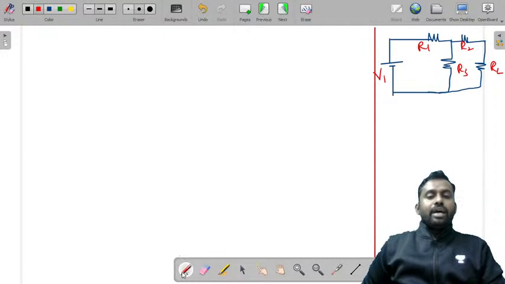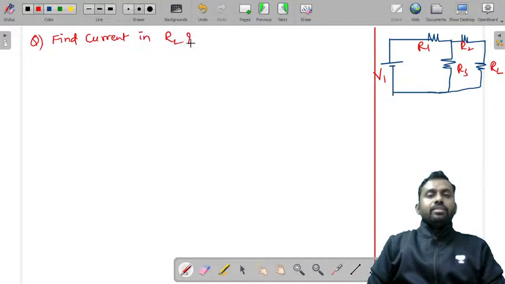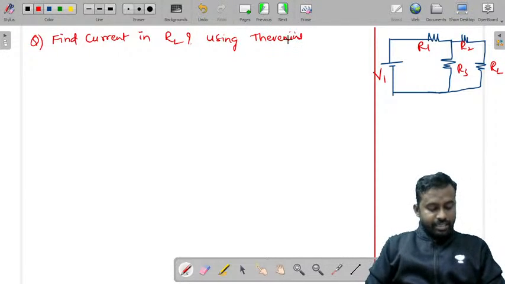Let us say the question is: find current in RL using Thevenin's theorem. These are important questions as far as your semester exams is concerned.